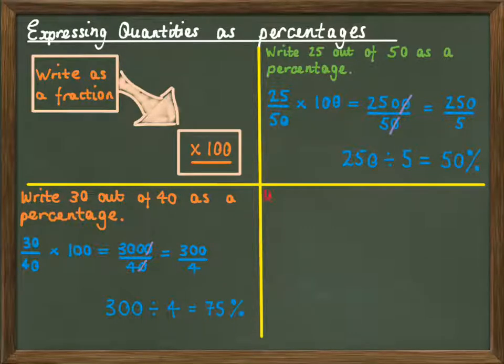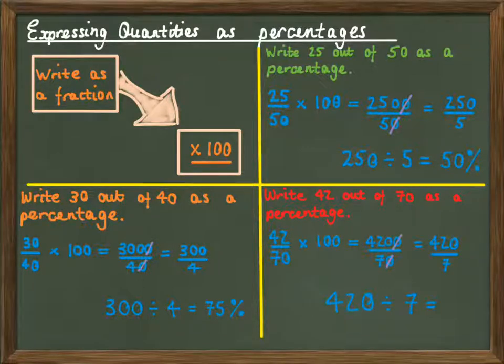Hardest one then: write 42 out of 70 as a percentage. This one, you probably are going to struggle to work out what the answer is going to be without going through the method. So this is where it really comes in handy to have this method. Same thing: 42 over 70 times 100. 42 times 100, nice and easy to do, is 4,200 over 70. Cancel a zero from the top with a zero from the bottom, and that changes it into your new sum.